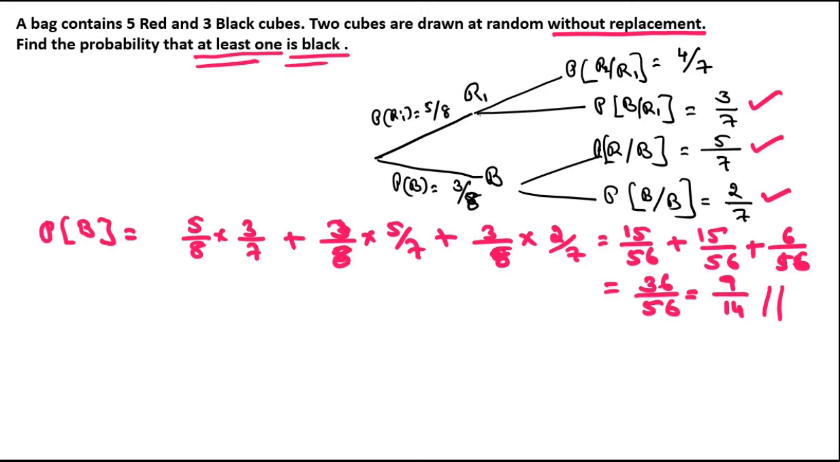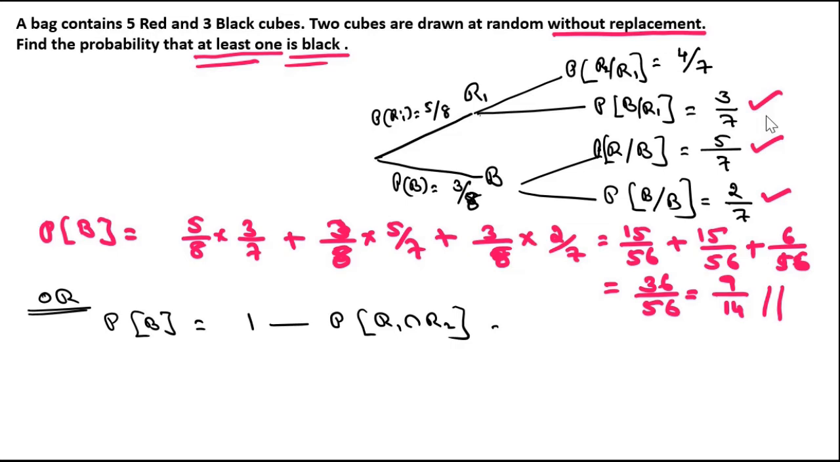Now see here, we have considered one case, second case, third case. We know that the total sum of the probability will be what? 1 only. Instead of doing it like this, I can do it as probability of at least 1 black, which means we can immediately write it as 1 minus probability of both getting red.